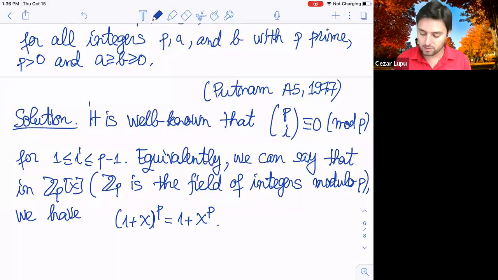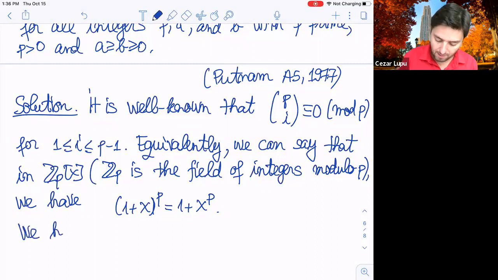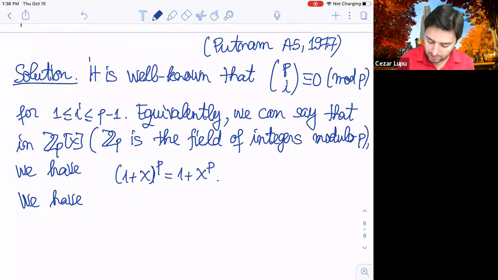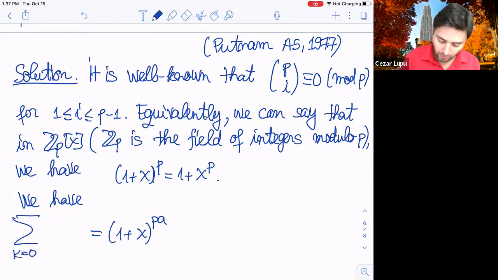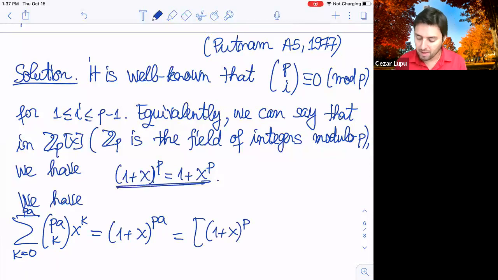Okay, so this follows, and I'm going to do the following thing. This is the trick of the problem. I'm going to look at this guy, 1 plus x to the power pa, everything to the power pa. On one hand, by expanding this as the binomial directly, this will be nothing else than the sum from k equals 0 to pa of pa choose k times x to the power k, by the binomial expansion. But on the other hand, I can do the following trick here. I can write this as 1 plus x, everything to the power p, and I know who this guy is, look here, everything to the power a.